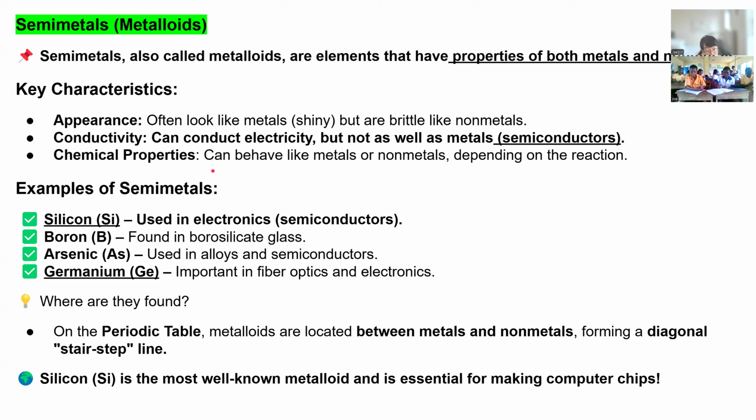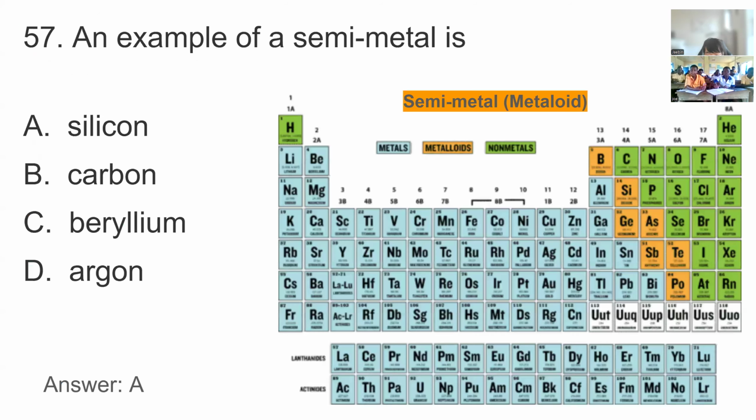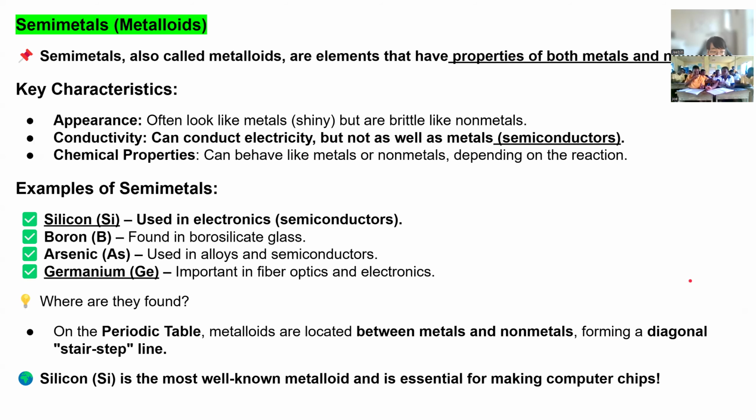For chemical properties, they can behave like metals or nonmetals in a reaction. Examples we have seen here, all of these are semimetals: boron, silicon, and all of these, like a sort of staircase. You can think of it on the periodic table. Metalloids are located between the metals and nonmetals, forming a diagonal stair-step line.